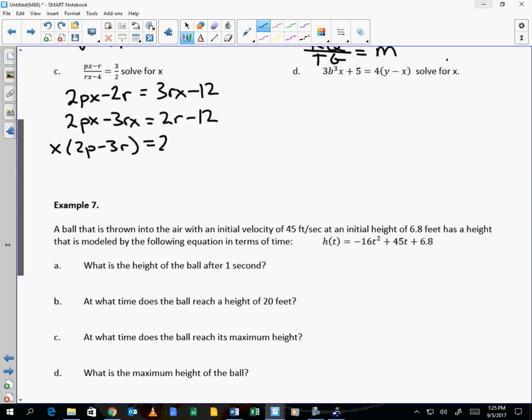Natalie's feeling real good about herself. She's like, I could teach this class. All right, so now that we have x times that expression, I can divide by that binomial and be done, right? So x is 2r minus 12 divided by 2p minus 3r.